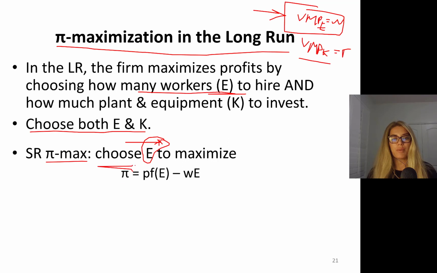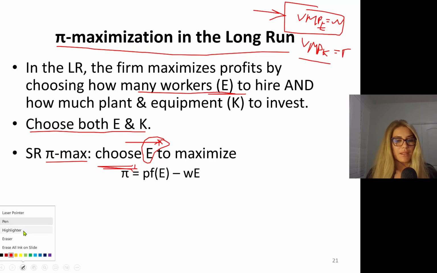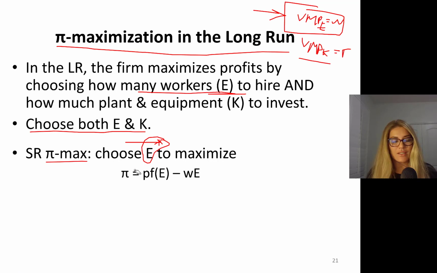Profits in the short run, I don't know why that is happening, but we can just erase it. So pi of E, this is the profit function. I'm trying to just write E here in parentheses. Okay, it doesn't want to, right? It is going to be, this is my total revenue, price times quantity. This is the production function.